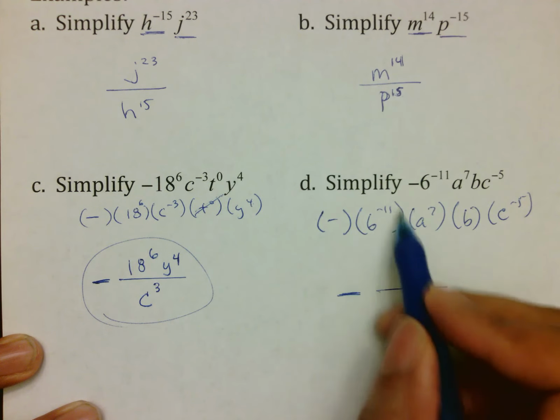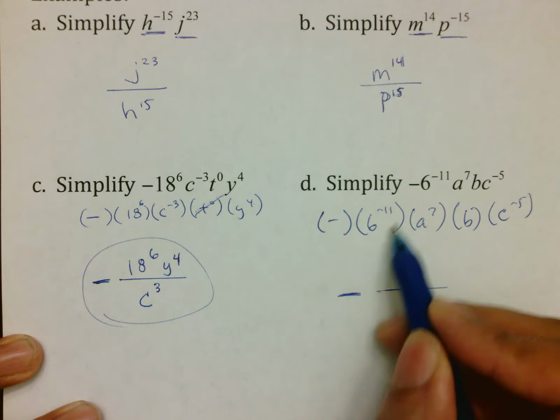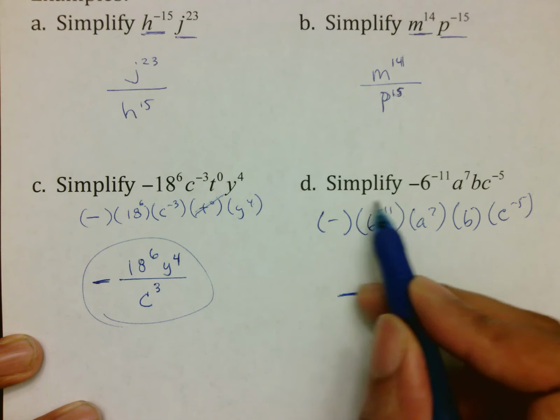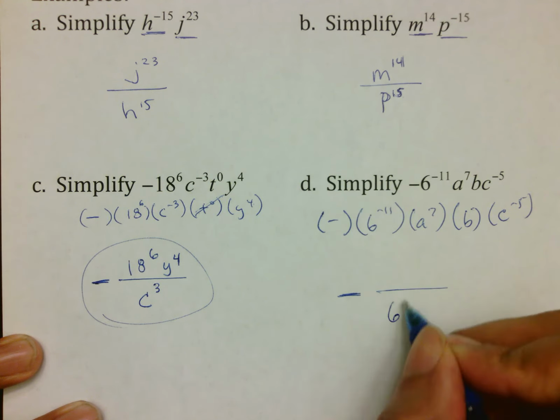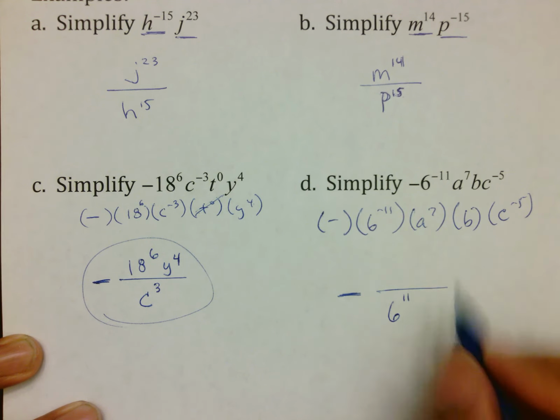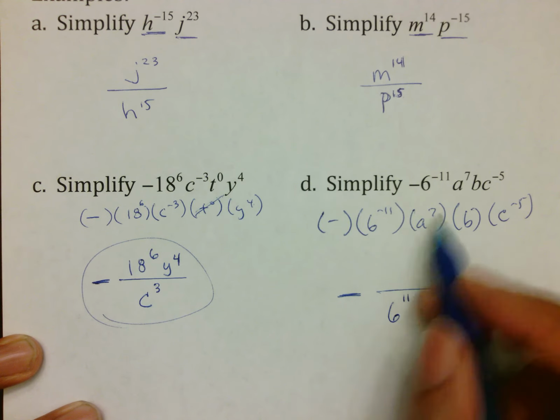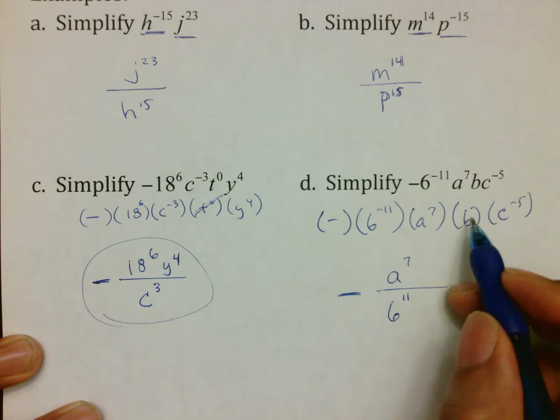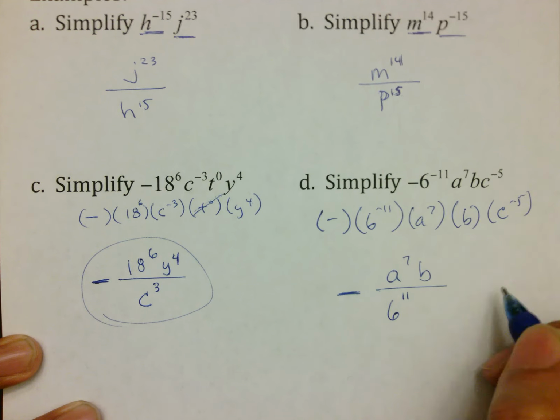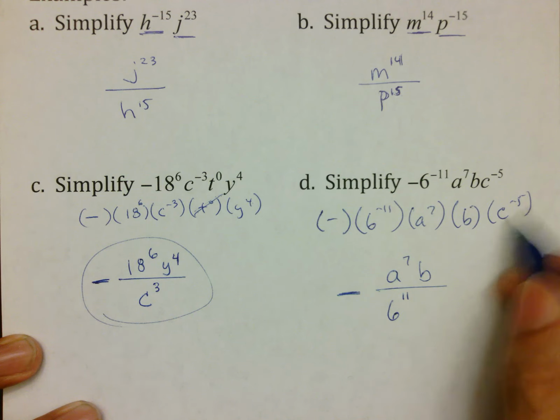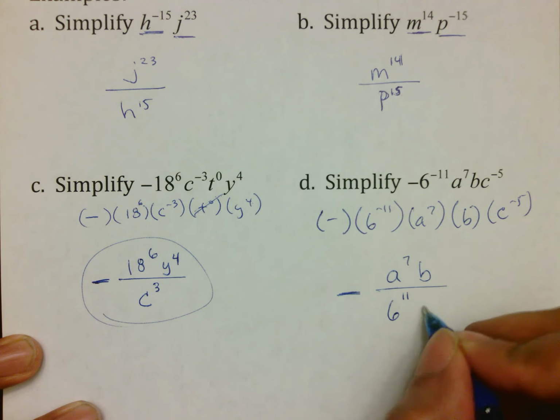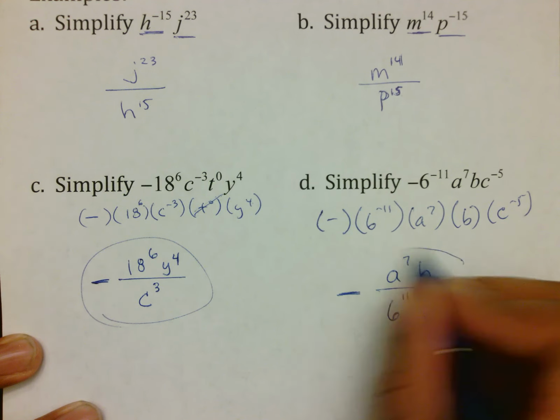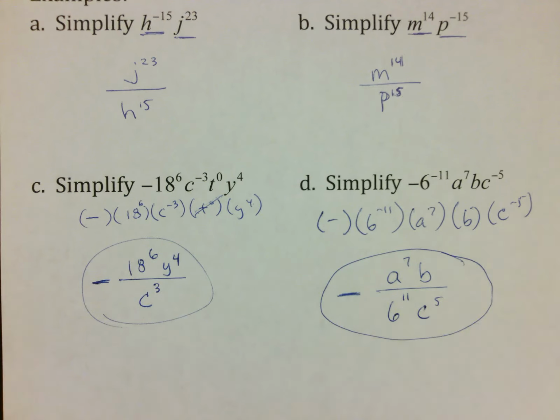But now what we see is that 6 to the negative 11th means that this doesn't want to be at the top anymore. It wants to move down here. Our a to the 7th is a positive power, so we just put our a to the 7th up top where it belongs. Our b is regular, so we put our b right there. But our c to the negative 5th, again, is a negative exponent, which means that c to the 5th wants to go down to the bottom. And that is what we are looking at when we work out that type of problem.